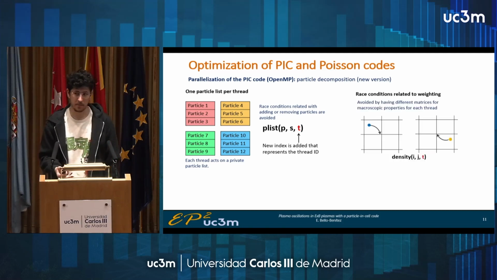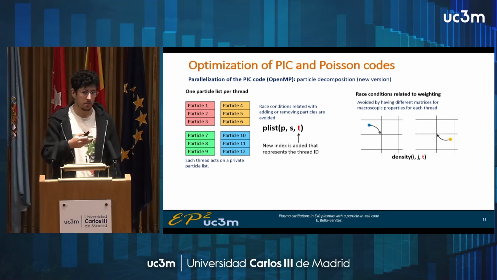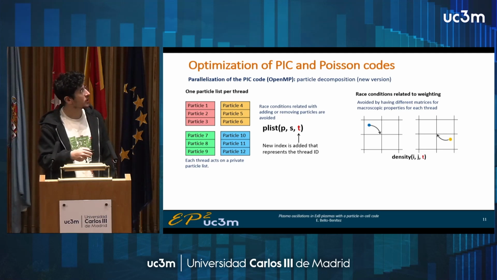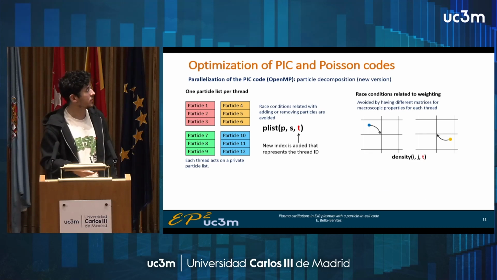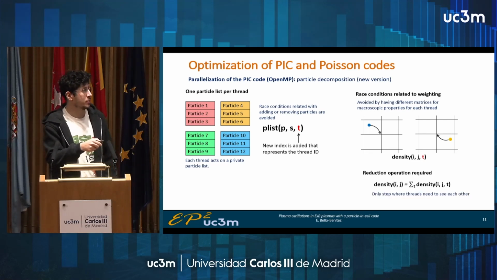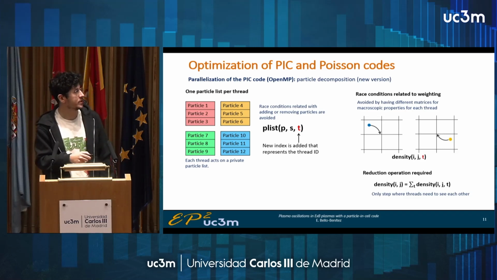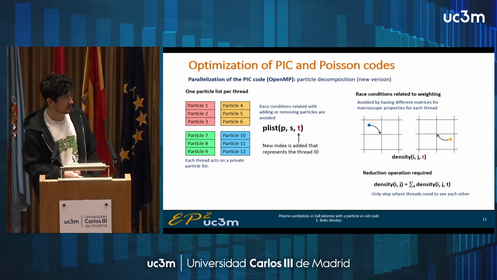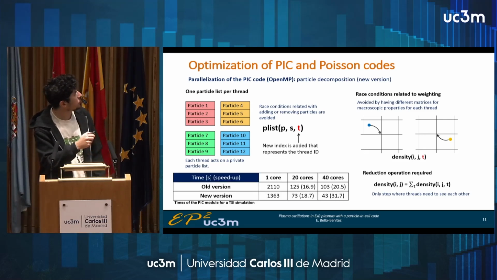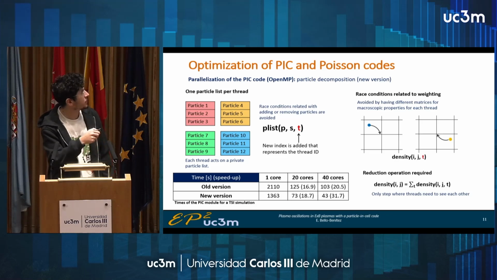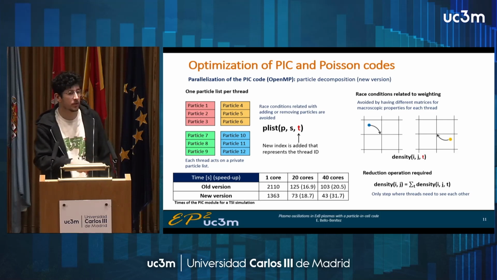For the weighting, we can do a similar approach. Instead of having just one density matrix, for example, we can have one matrix per thread. And each thread is updating its own density matrix, so these race conditions are not happening. At the end, we have to add a reduction operation that in general is cheap. That is essentially adding the contribution of each thread to compute the total density. And here I have some computational times as a function of the number of cores for the old version of the code and for the new version of the parallelization. And what we see is that we have a significant improvement, and we have also a better scalability with the number of cores.